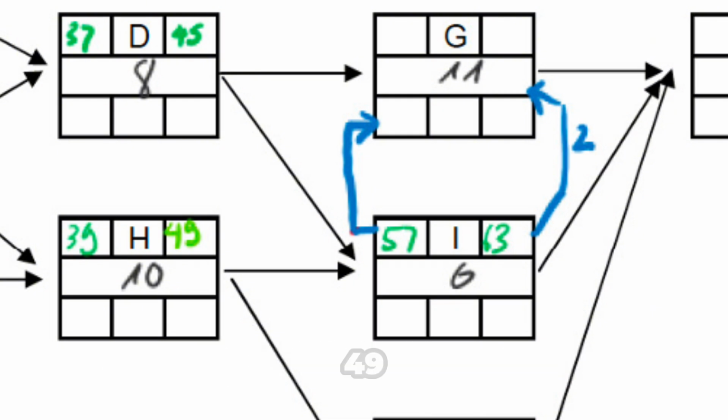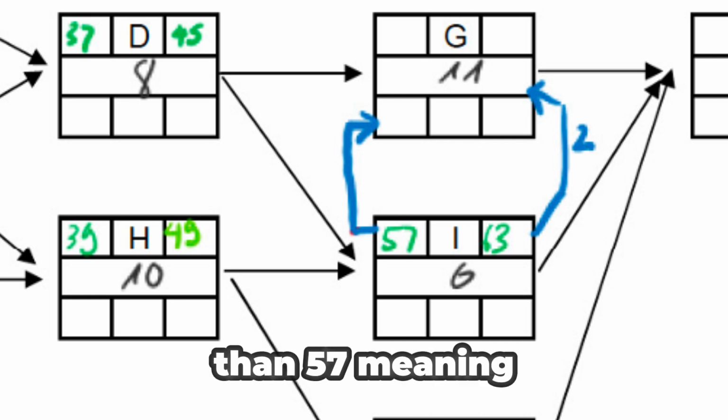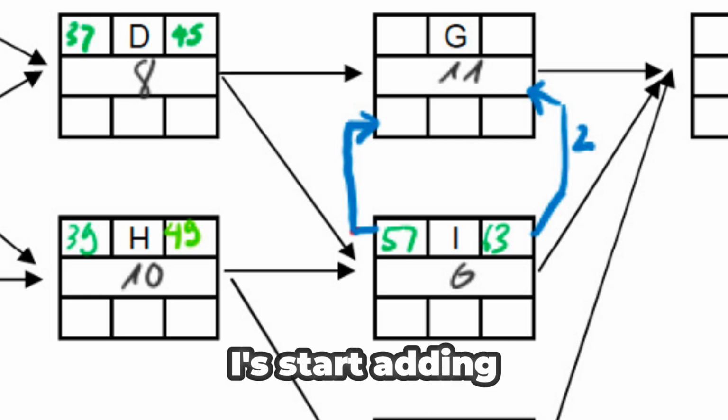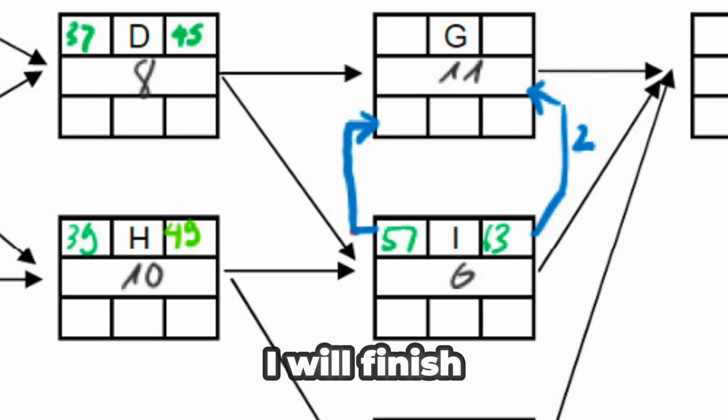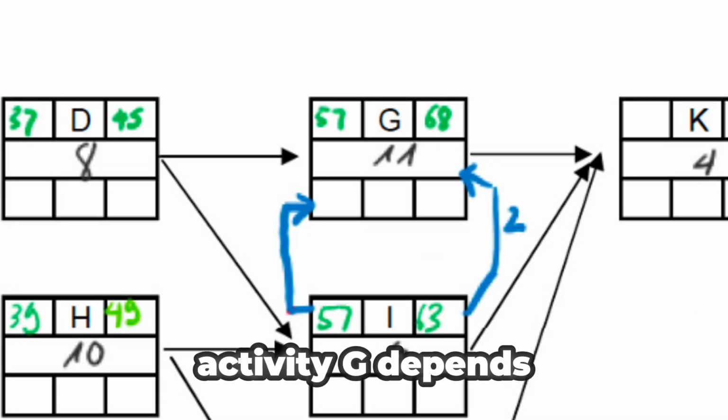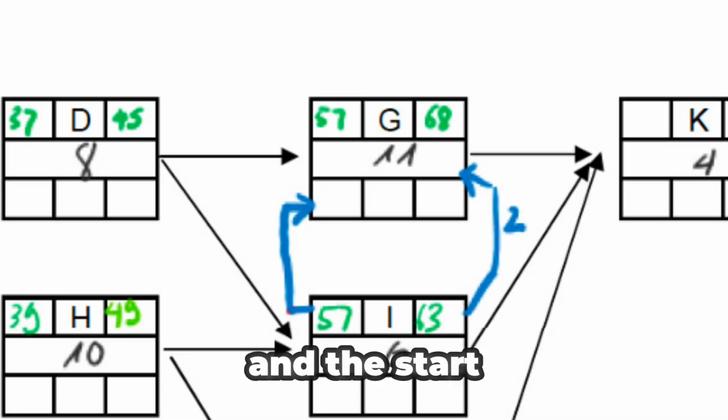The later of those two is 49, which is earlier than 57, meaning we don't need to adjust I's start. Adding its 6-day duration, I will finish on day 63. Activity G depends on both the finish of D and the start of I. The later of these is 57, so G starts on day 57. Adding its duration, it will finish on day 68.